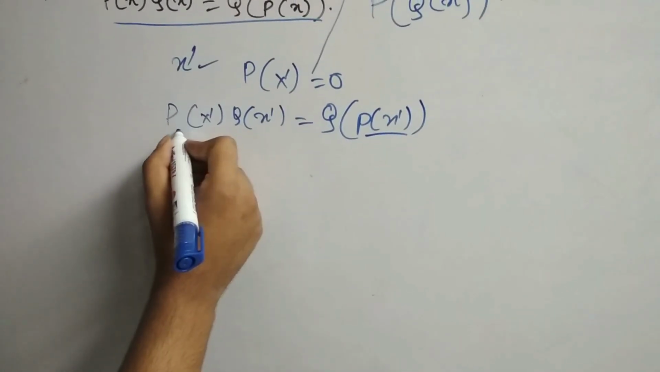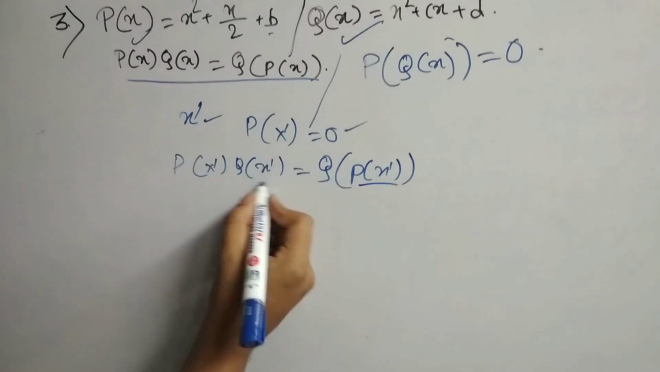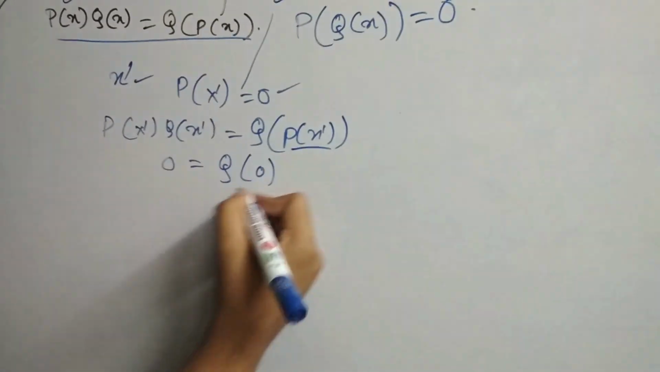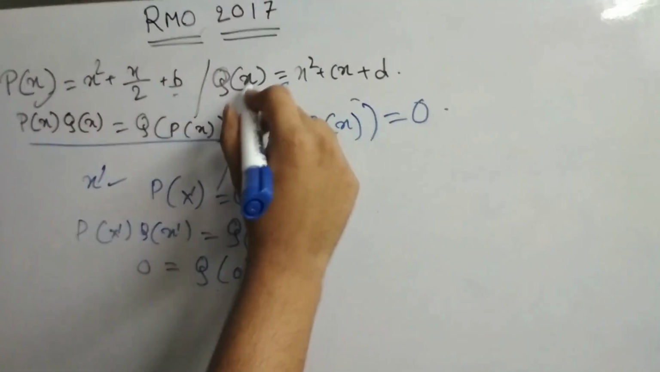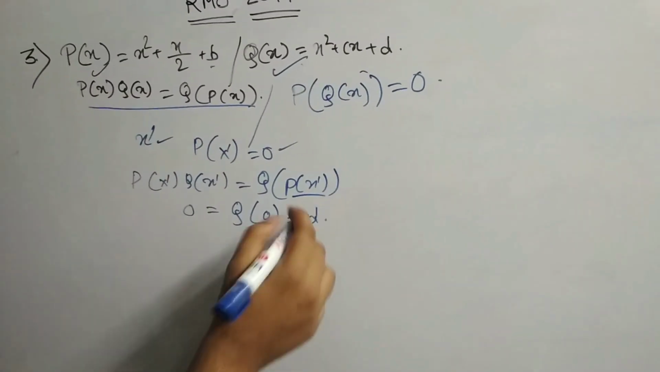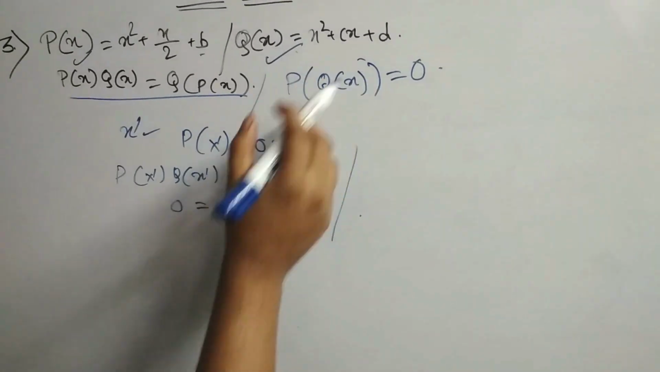Now we have P(x') equal to 0, as I've said, because x' is a root, so this will turn 0 and this will also turn 0. So we have Q(0) equals 0. From here you can see Q(0) is equal to d. That means we have d equals 0. Okay, so we have d equals 0.